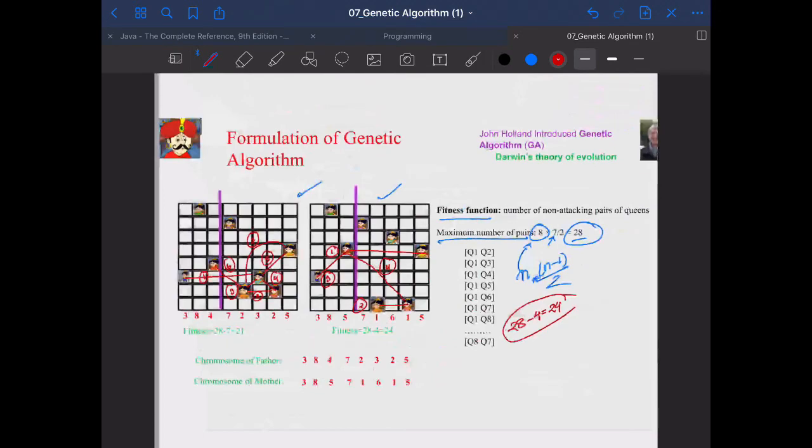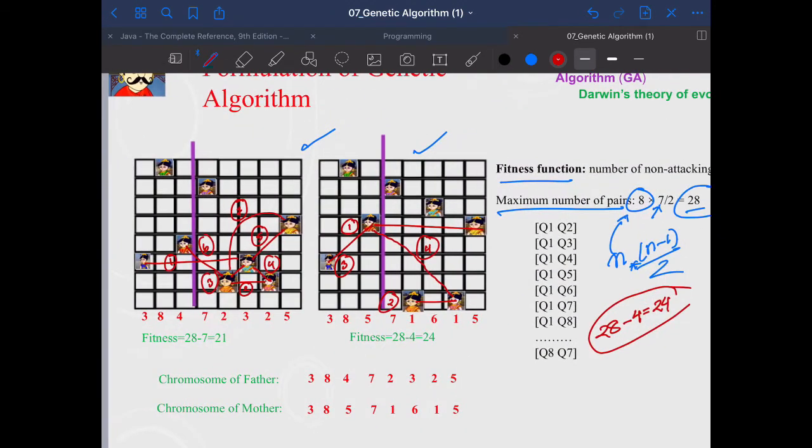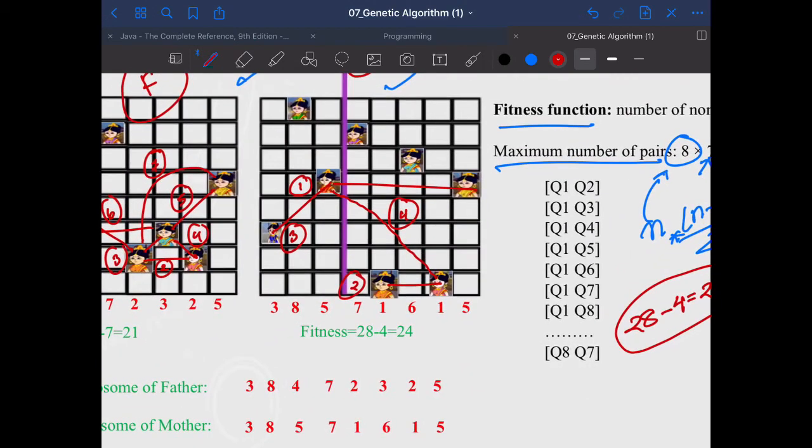Now moving on, so there is a chromosome. In this case, this is the chromosome of the father and this is the chromosome of the mother. Even though genetic algorithm is not related to genetics, it follows the same concepts. Here the chromosomes represent the position of each queen.